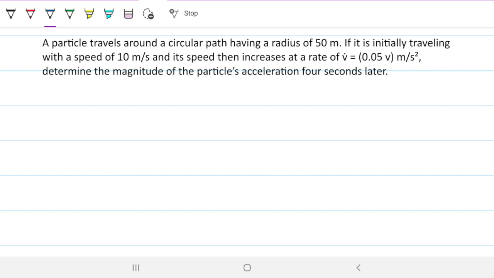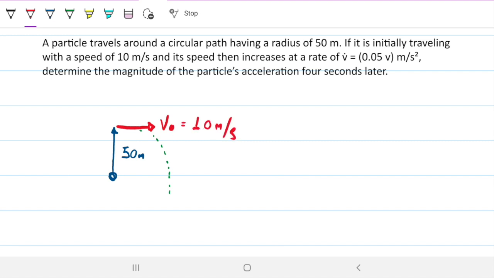Brilliant. So we have a particle. Let me just draw a circle, center here. Let's do a little radius of 50 meters, and we know there's a particle that is traveling on a circular path about this center at a 50 meters radius, and it has an initial velocity v naught, which is equal to 10 meters per second.